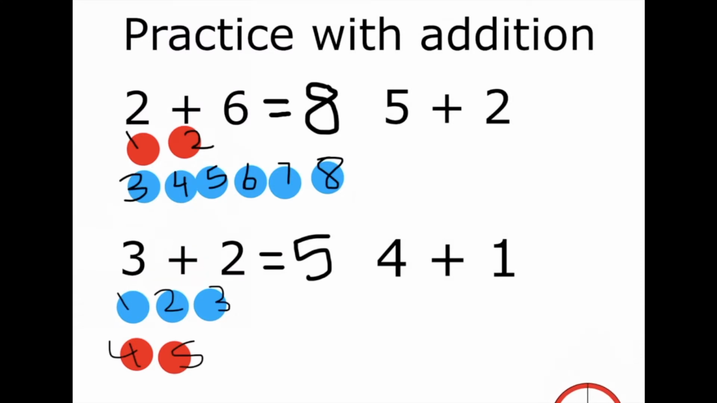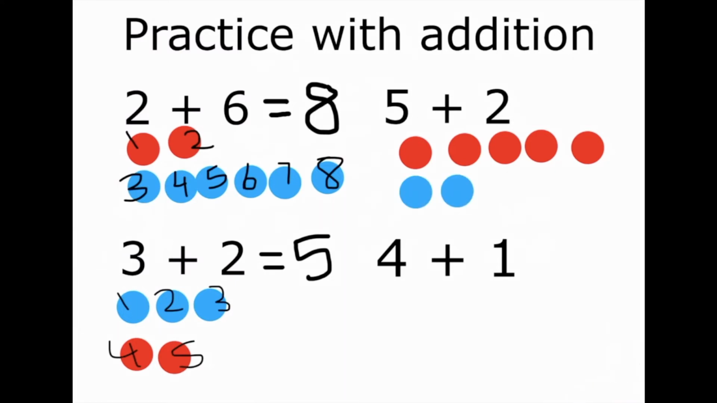Let's practice with the next equation, 5 plus 2. We're going to draw out 5 red counters representing the value of 5 and 2 blue counters representing the value of 2. Now we can count the entire number of counters that we have to represent the value of 5 plus 2. 1, 2, 3, 4, 5, 6, 7. Now we know that because we have 7 counters, 5 plus 2 is equal to 7.